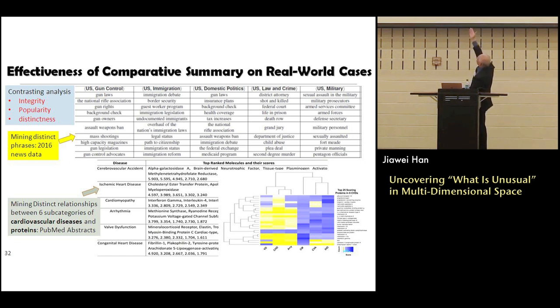But anyway, what you can see, you just look at gun control, the phrases we grabbed and ranked. Looking at gun control, the most important phrases are gun law, National Rifle Association, gun rights, background check, gun owners, assault weapon ban, mass shooting, high capacity magazines. Very good phrases. It's almost like a human got it. Like high capacity magazines, right?